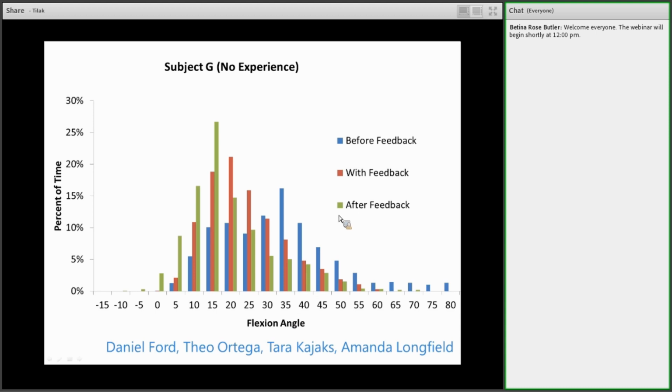What's really interesting is when we turn the feedback off, the green bars, it seems like they spent even less time in those flexed angles.